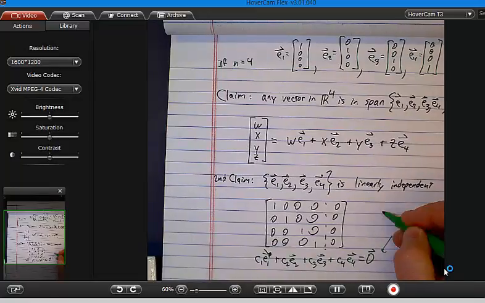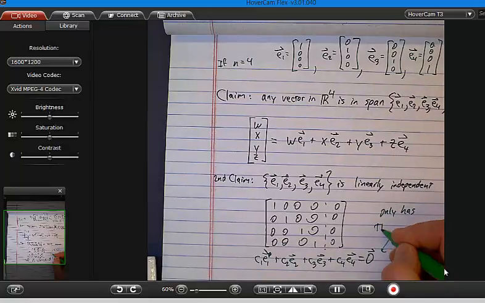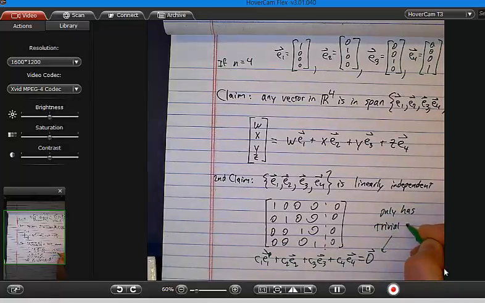This only has what? Yeah, the trivial solution. You could see that because there won't be any free variables because it's already in reduced row echelon form. Okay?